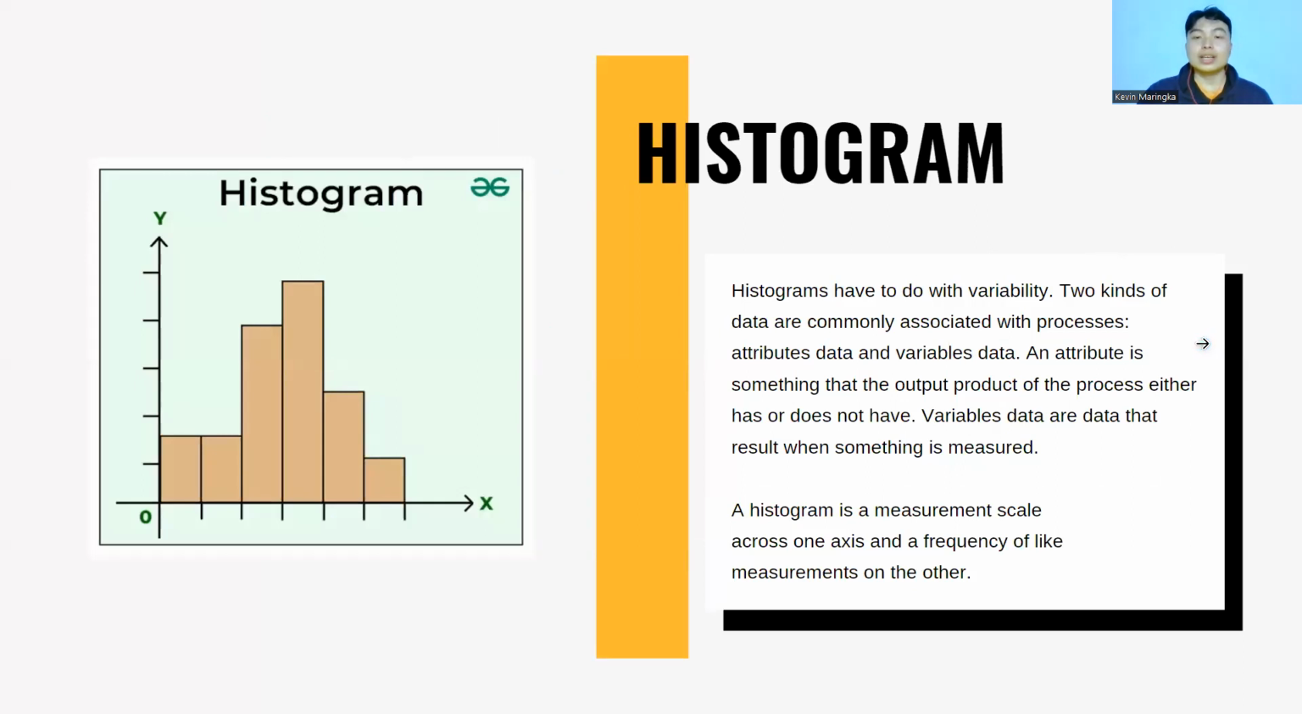The next one is the histogram. I think every one of you should know what a histogram is, considering that you are a student in a university. Histograms have to do with variability. Two kinds of data are commonly associated with a process: attribute data and variable data. Attribute data is something that the output product of the process either has or does not have. Variable data are the data that result from something being measured. A histogram has a measurement scale on one axis and the frequency of the measurement on the other.